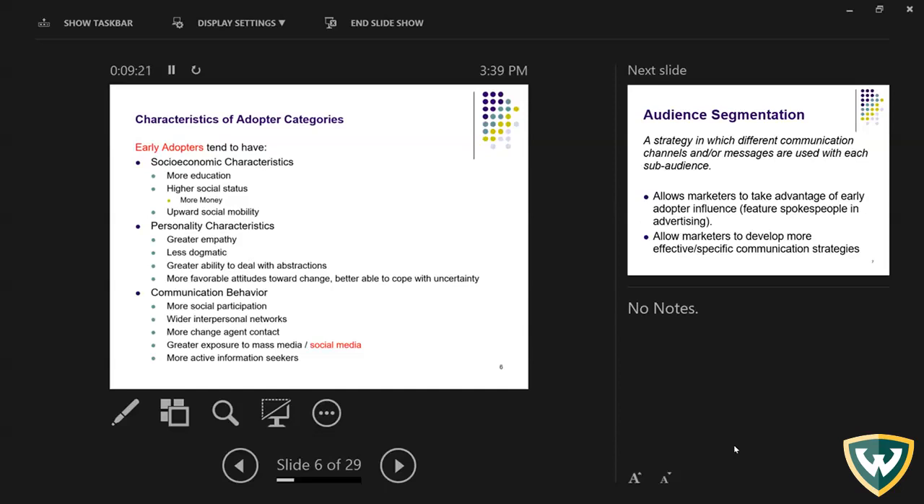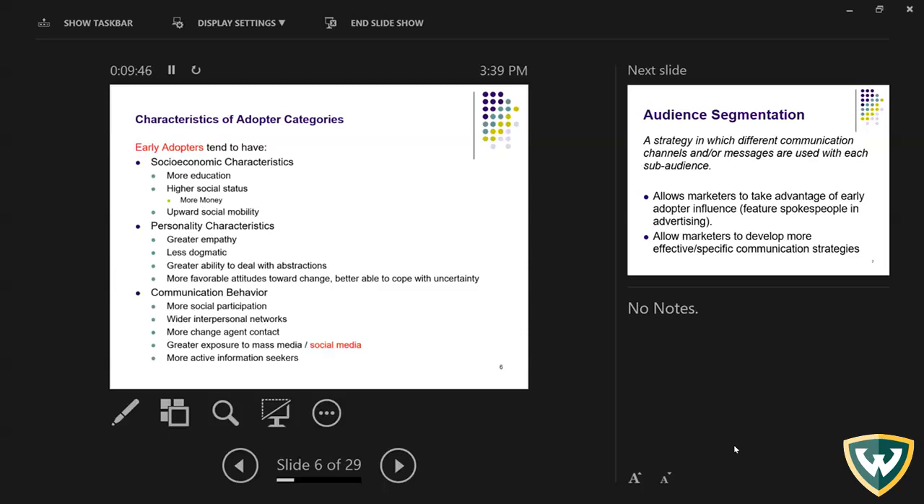Greater exposure to mass media and social media, for sure. They might have TVs. Rogers talks about some of the people, especially in these developing communities, which didn't even have radios. So their contact with mass media, where you have commercials and things like that, it just didn't happen. And so therefore there was no exposure. And more active information seekers. So they're interested in something new.